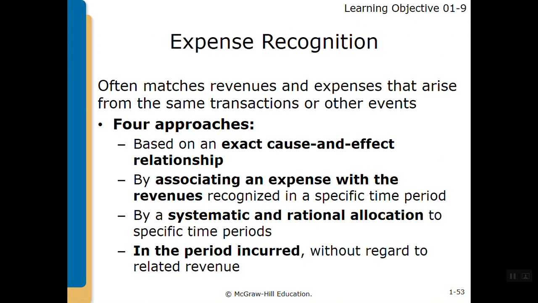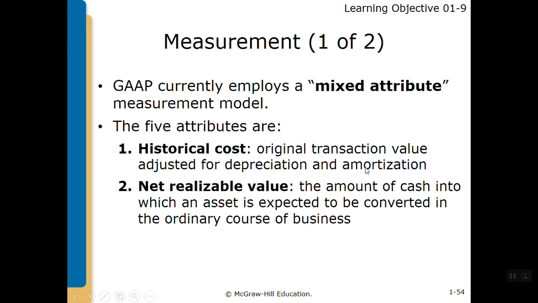Expense recognition, there are 4 approaches. One is based on cause and effect relationship. One is associating expense with revenues, and that's called the matching principle. There can be a systematic and rational allocation for specific time periods, or that expense could be recognized in the period incurred without regard to related revenue. So GAAP allows us to take some different approaches to expense measurement.